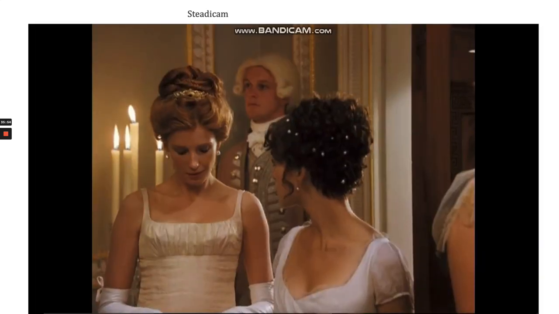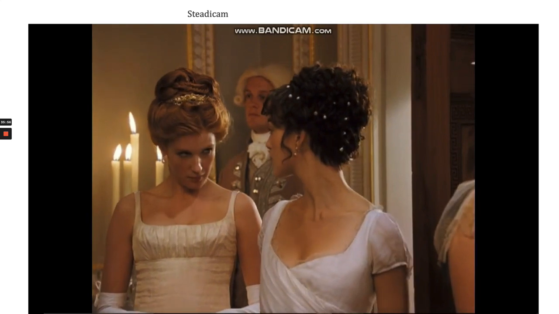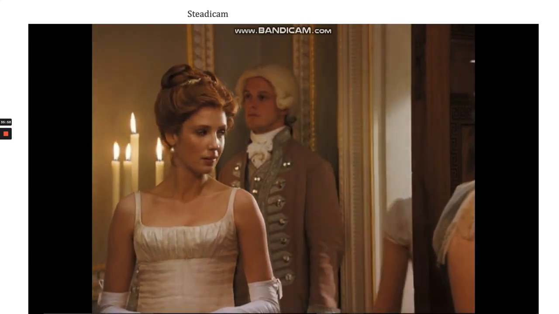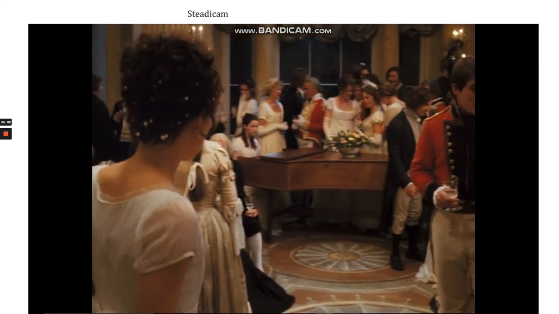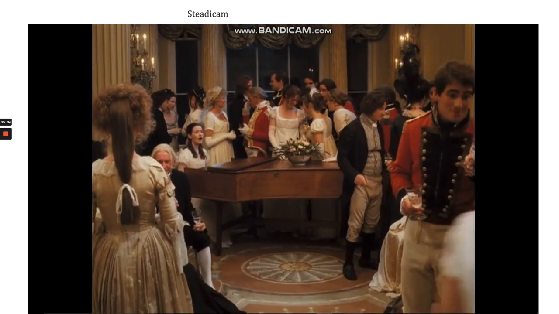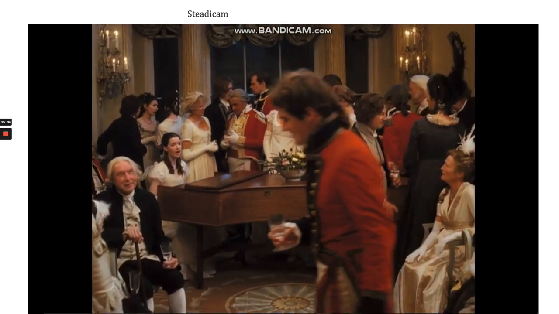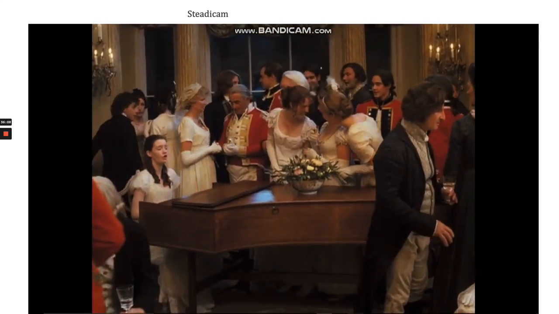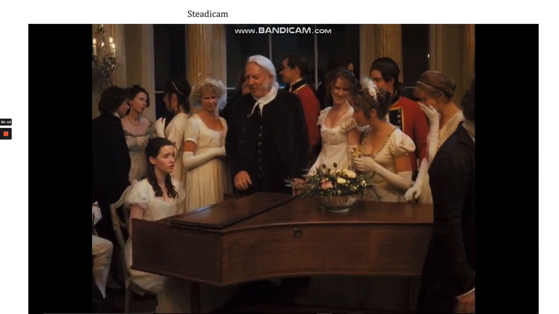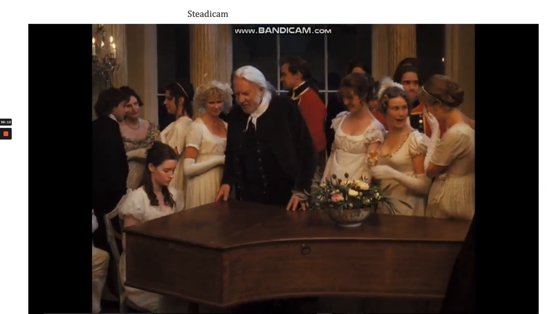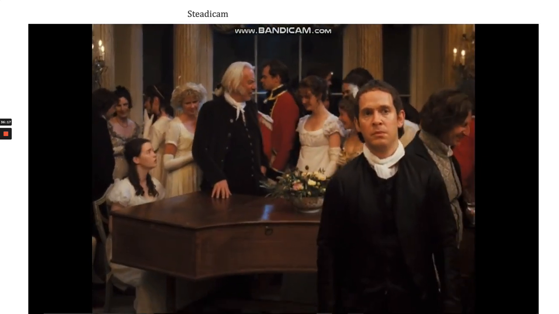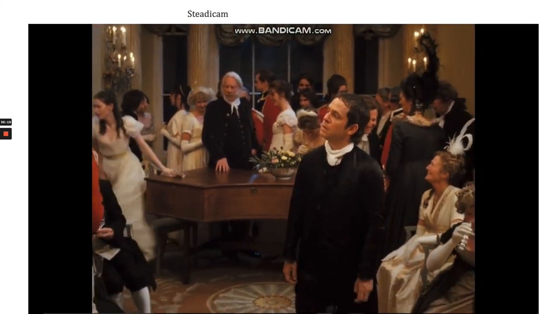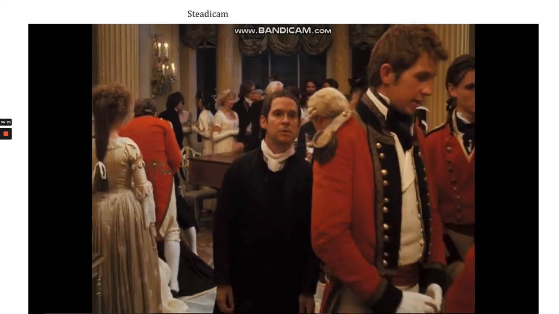Just to show you a Steadicam shot, this is coming from, I believe this is Sense and Sensibility. Or, no, maybe it's Pride and Prejudice. Steadicam shot, right? So there's a camera operator with this harness, enables him or her, I'm not sure who the camera operator was, to move freely throughout this very crowded party that they're having.